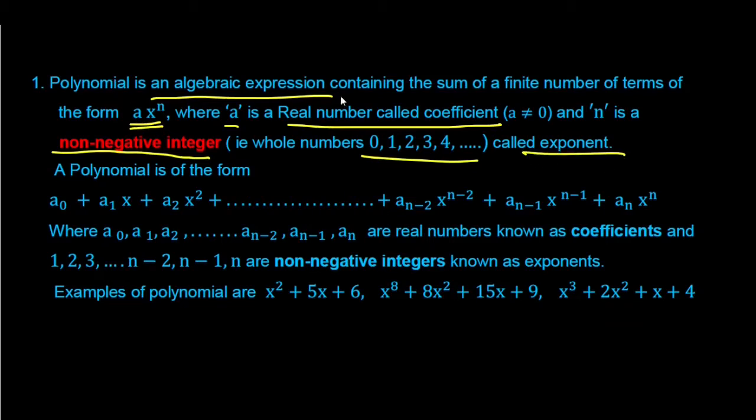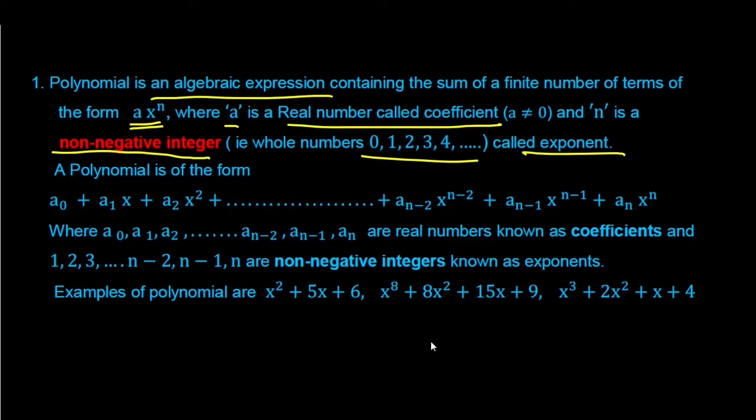I will read out the polynomial definition once again. Polynomial is an algebraic expression containing the sum of a finite number of terms of the form a x power n, where a is a real number called coefficient, a is not equal to 0, and n is a non-negative integer called exponent. So polynomial is an algebraic expression wherein we have a number of terms. The terms are of the form a x power n.